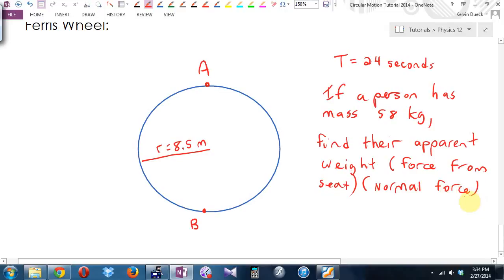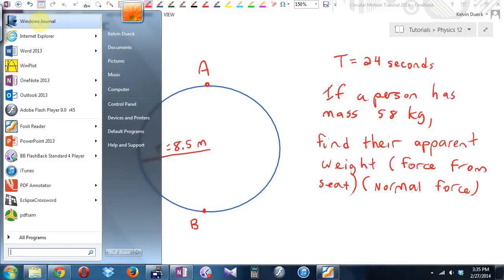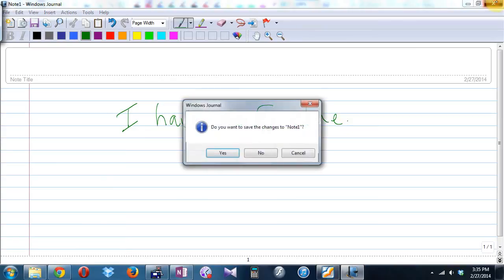I told you about the provincial exam, find the normal force question. Years ago, I was marking Physics 12 provincial exams, and the question said, find the normal force. And a kid wrote in their answer, which was funny, but they got a 0, you know.